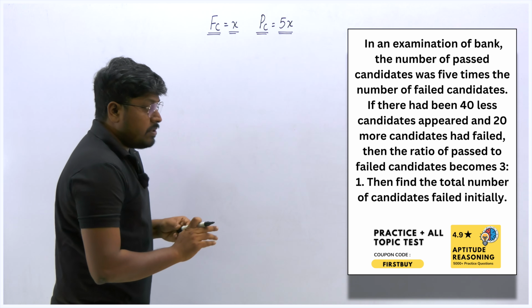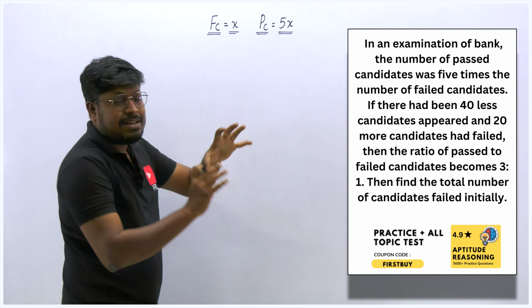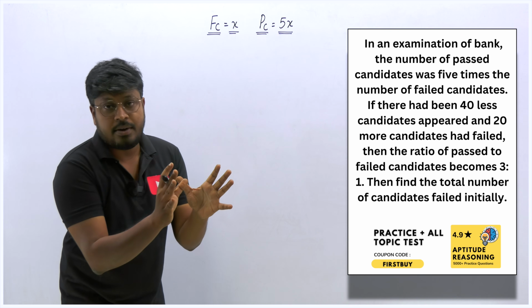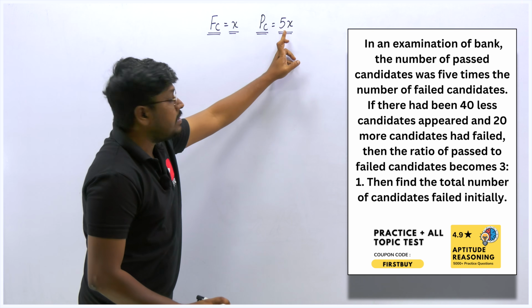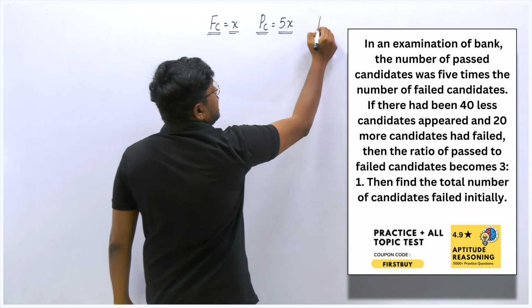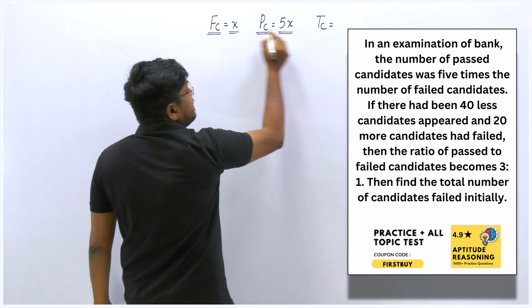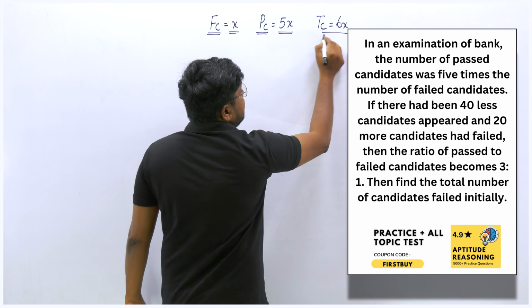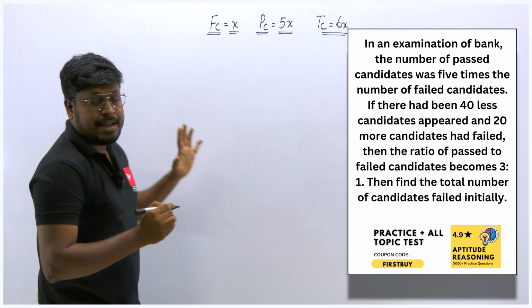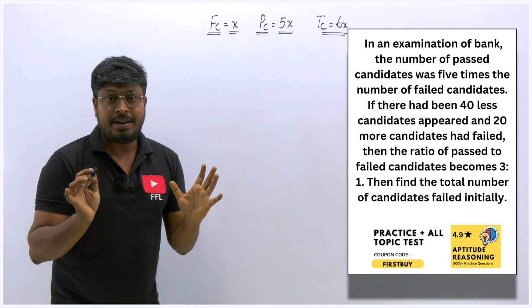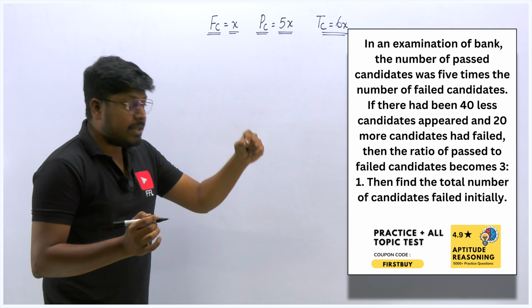So now according to the question, we can easily find the total candidates also. Why? Because if failed is x and passed is 5x, then the total candidates will be 5x plus x, which will be 6x. So 6x will be the total candidates, and the passed candidates and the failed candidates, every value we found out, right? So next, they have given some other points here.